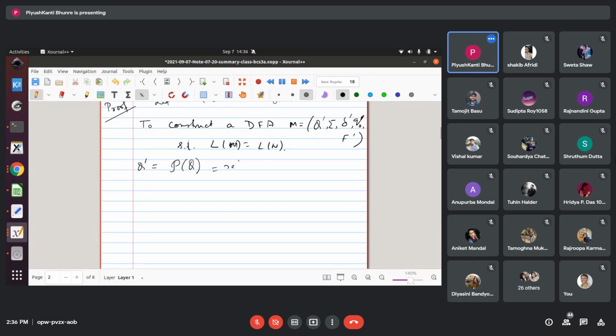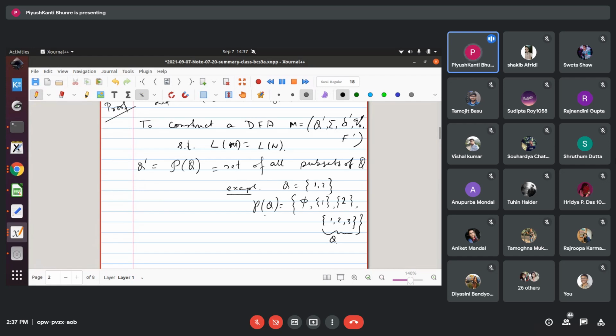So this is the set of all subsets of Q. So for example, if you have Q equal to 1 and 2 states, then the power set of Q is basically the empty set, and all subsets containing just a single element. Okay, so note that this is the Q prime basically.